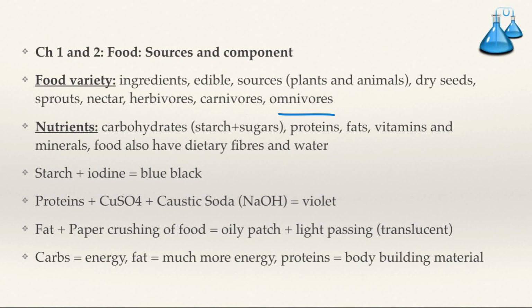Now nutrients are basically carbohydrates, proteins, fats, vitamins and minerals. Carbohydrates are basically starch plus sugar. Sugar is a simple carbohydrate, starch is a complex carbohydrate. When starch breaks down, it converts into sugar and provides energy. Proteins are basically bodybuilding material; all the muscles are built by proteins. Fats are used for insulation, long term storage and absorption of fat soluble vitamins.